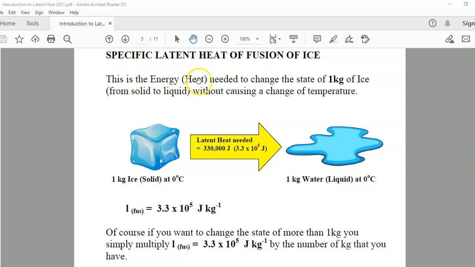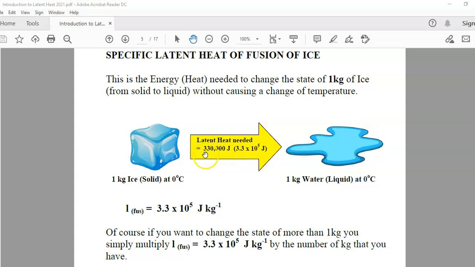This is the energy needed to change the state of 1 kilogram of ice from solid to liquid without causing a change of temperature. For example, if you have 1 kilogram of ice in its solid form, that's water in its solid form, and it's at 0 degrees Celsius, and you want to convert it into 1 kilogram of water, liquid, also at 0 degrees Celsius, you have to add this much energy. You have to add 330,000 joules of energy.